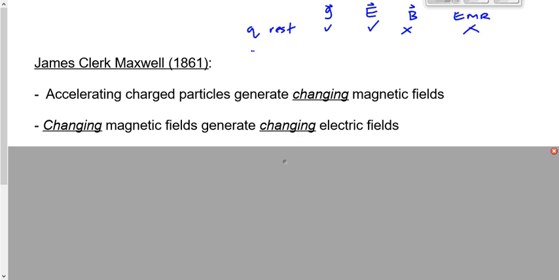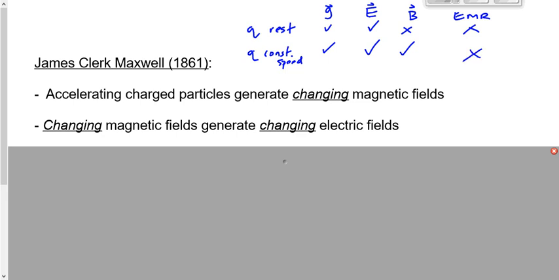If the charged particle is moving at a constant speed, does it generate an electric field, a gravitational field? Yes, it has mass, so it generates a gravitational field. Does it generate an electric field? Yes. Does it generate a magnetic field? Yes. If it's traveling at a constant speed, it generates a magnetic field. But it does not generate EMR.